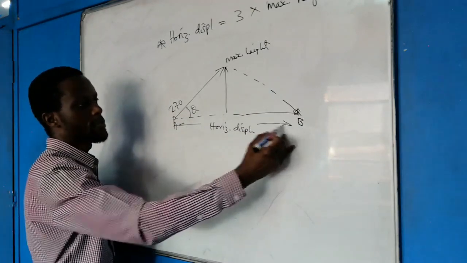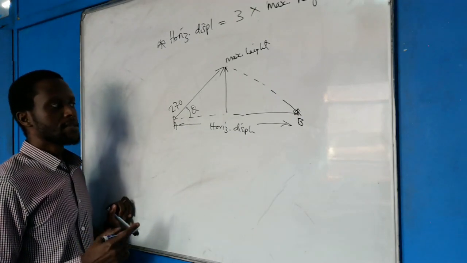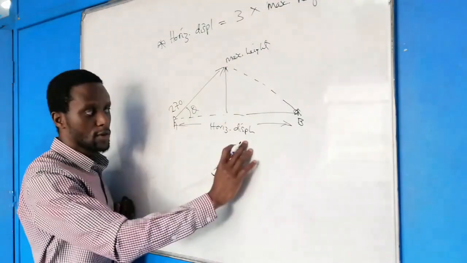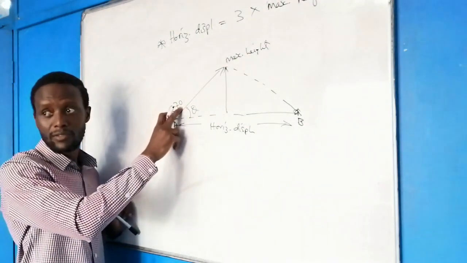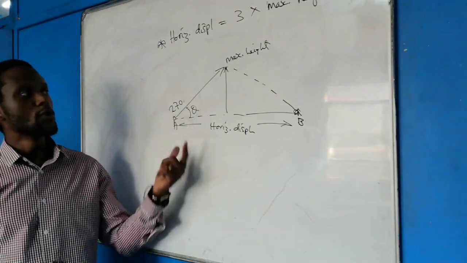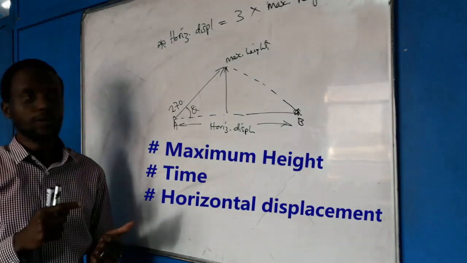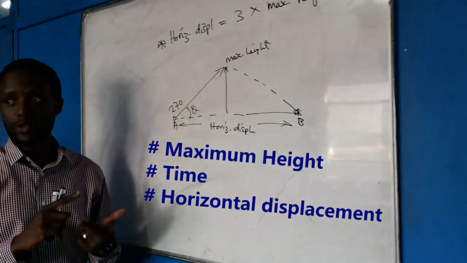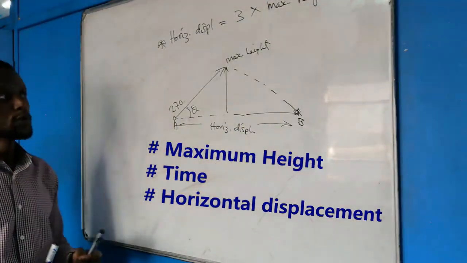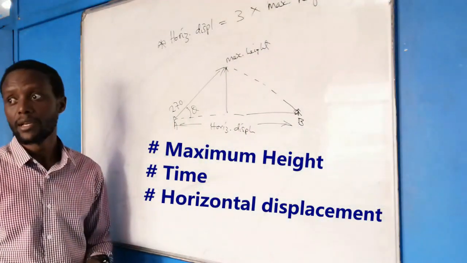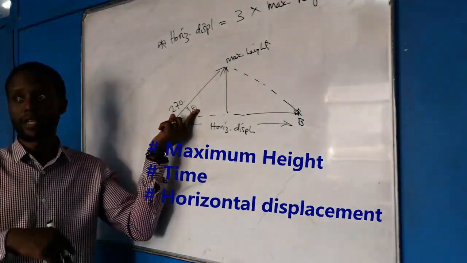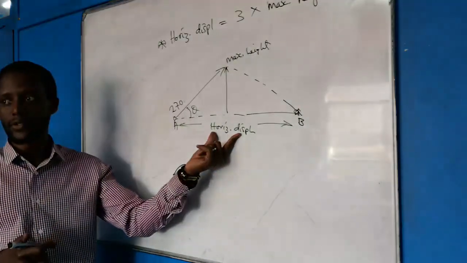Now, on our horizontal displacement, the velocity going horizontally is constant. Remember I said the things you need to know are only 3 about projectiles. You need to know how to get the maximum height, you need to know how to get the time, you also need to know how to get the horizontal displacement. So we'll still do all those three, but we'll do them without knowing the angle. We are solving for the angle, but we need to know how we get the horizontal displacement.